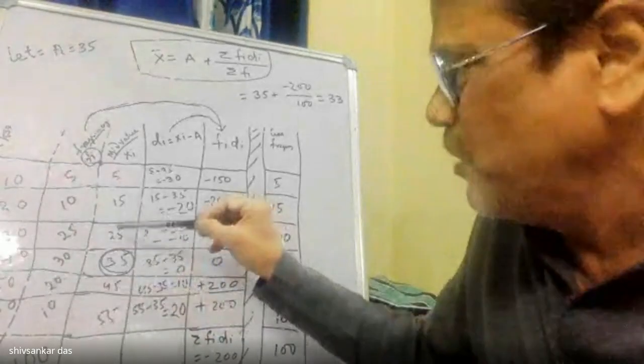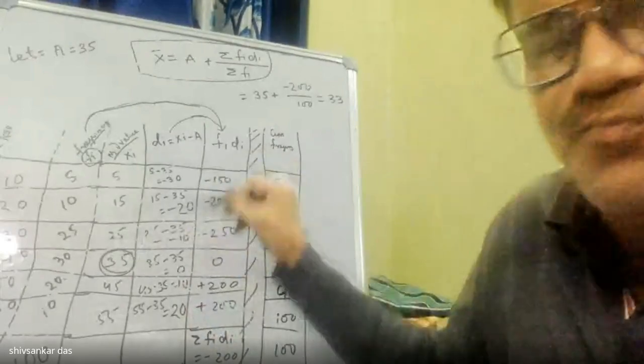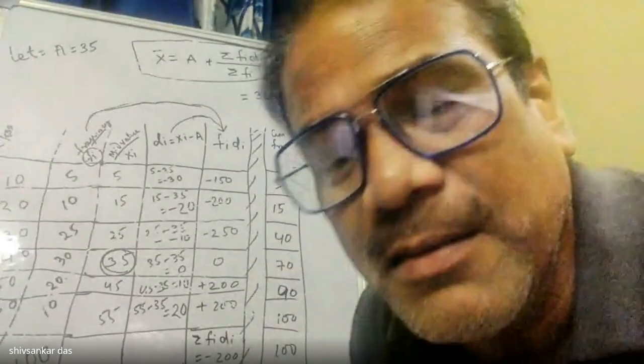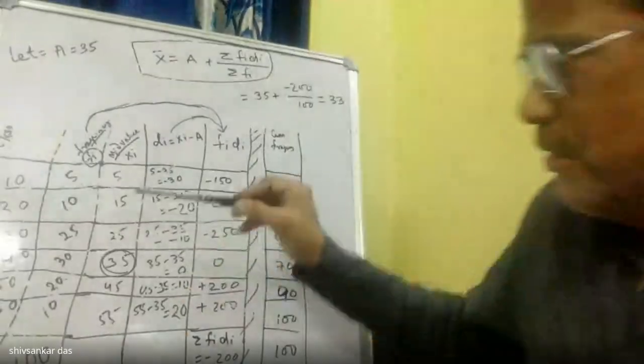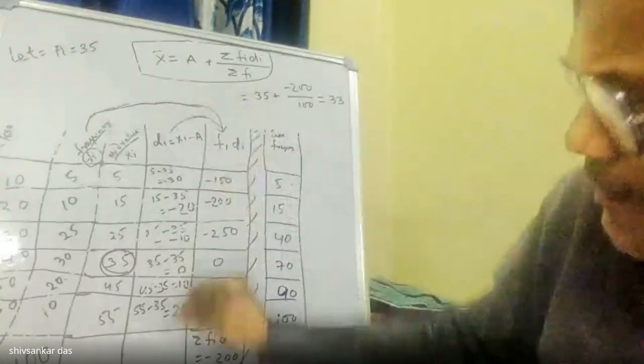You can take 25, but you cannot take 15 or 45, because it should be somewhere in the center. So it is an arbitrary value in between the mid values.